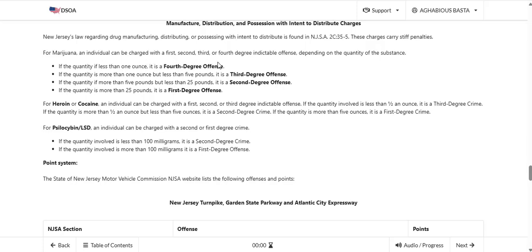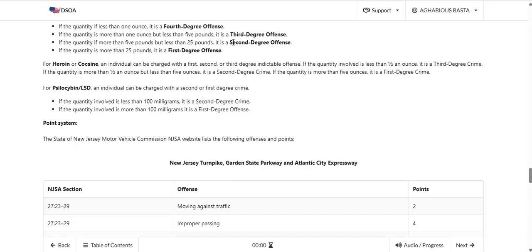If the quantity is less than 1 ounce, it is a fourth-degree offense. If the quantity is more than 1 ounce but less than 5 pounds, it is a third-degree offense. If the quantity is more than 5 pounds but less than 25 pounds, it is a second-degree offense. If the quantity is more than 25 pounds, it is a first-degree offense.